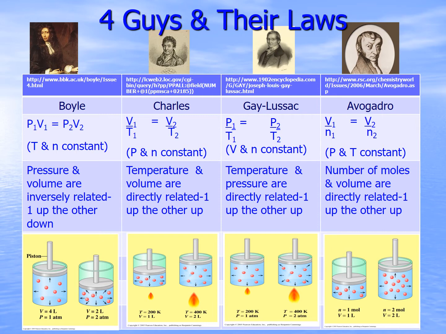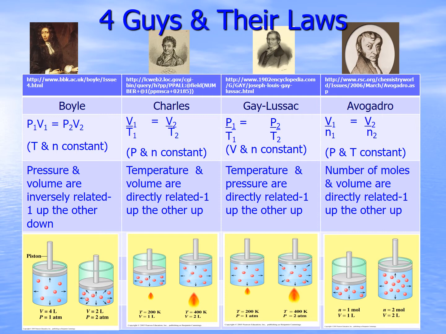Charles looks at the relationship between temperature and volume, showing that temperature and volume are directly related as long as your temperature is in kelvins. If you have a temperature of 200 kelvins and a volume of 1 liter, if you increase the temperature to 400 kelvins while keeping the pressure and moles constant, the volume will go up to 2 liters. You doubled the Kelvin temperature, you doubled the volume.